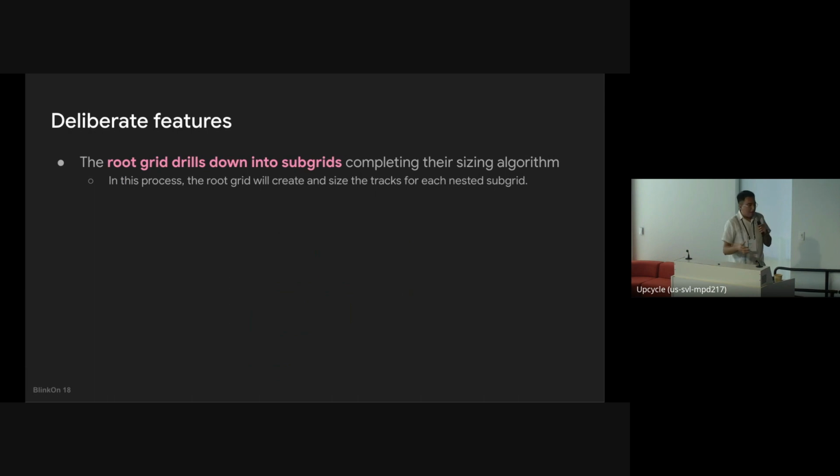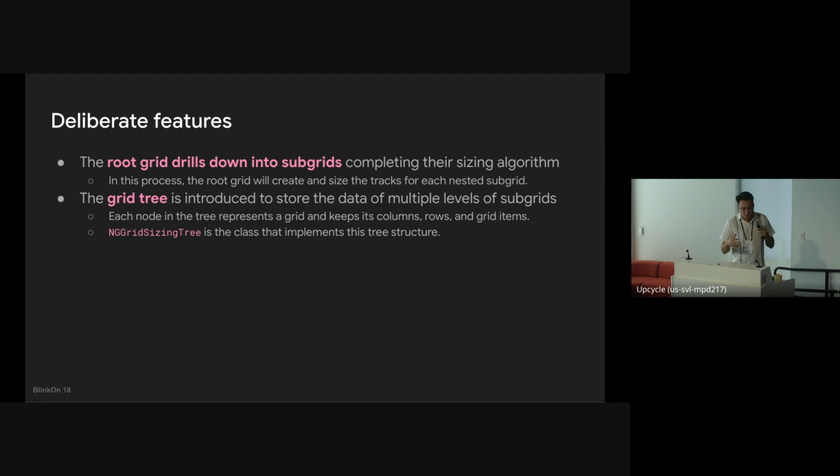What this process describes is our next key feature for subgrid, and similar to how placement for all subgrids is triggered from the root grid, we want the sizing algorithm to be completed for all subgrids at the time that we size the root. As such, we introduce the concept of a grid tree. Sorry, it's a structure that will hold not only the sizing data of the root grid, but it will contain the information of all of the subgrids in the tree.